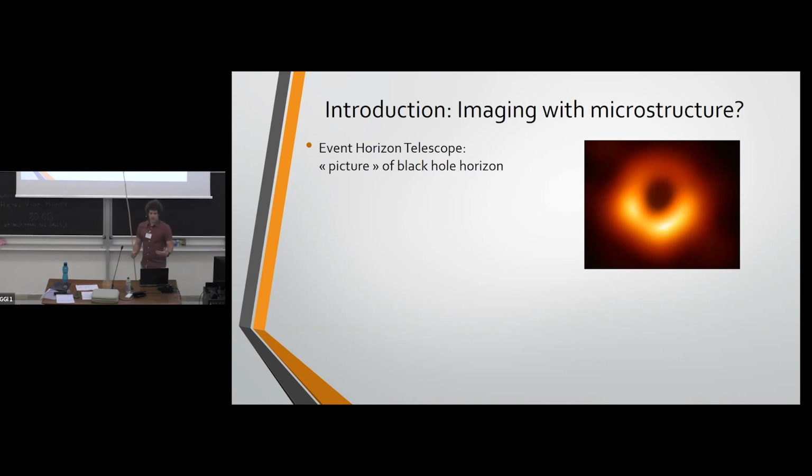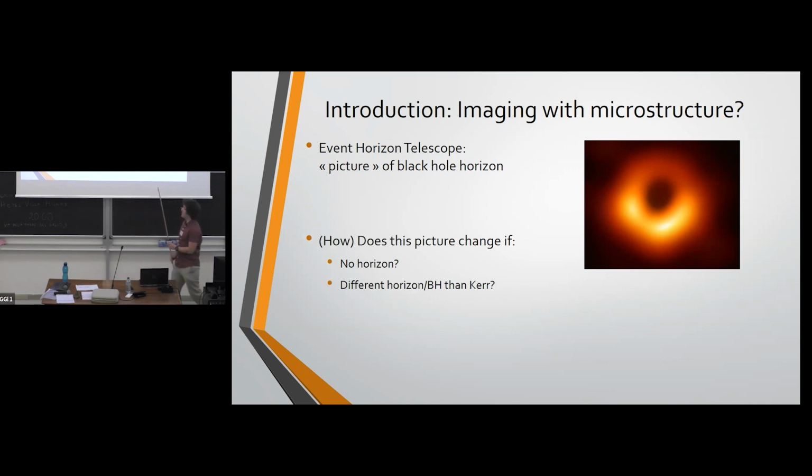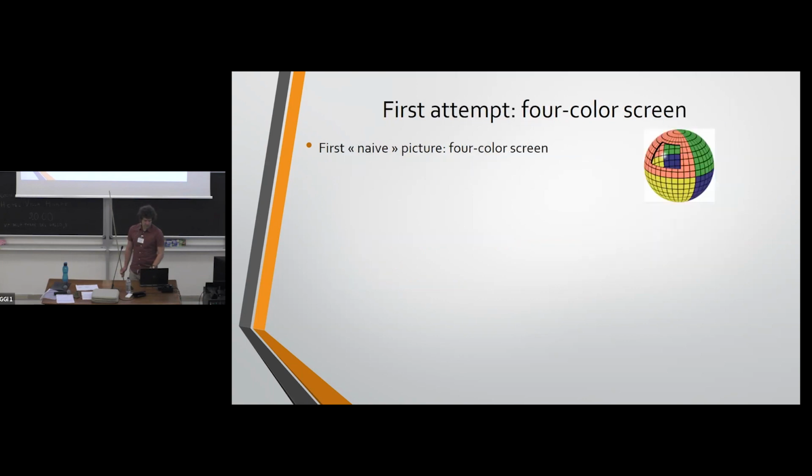That's important when you think about what the observable features are. You shouldn't be staring at the picture that it's producing, but you should be staring at the actual observations that it does take. And so my question is really, okay, is this a black hole, first of all? And if it is a black hole, how would this picture be expected to change if there is no horizon, or if maybe the black hole is a little bit different than the Kerr black hole that we're used to? That's my overarching question.